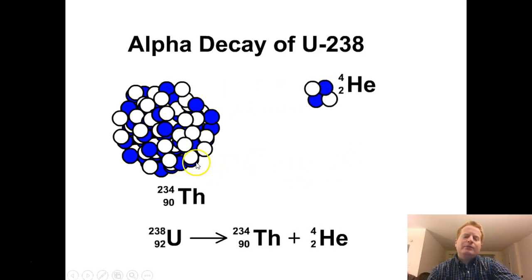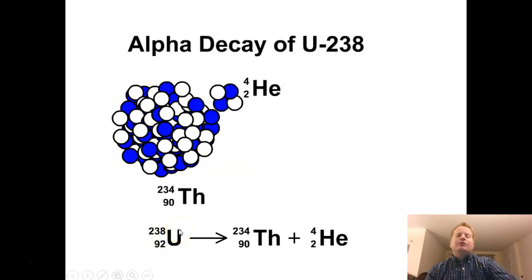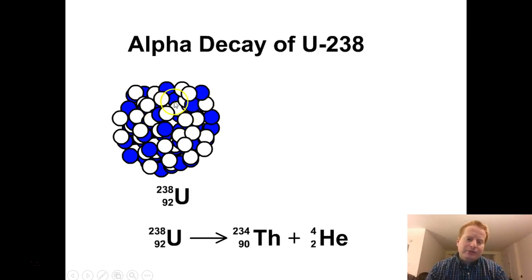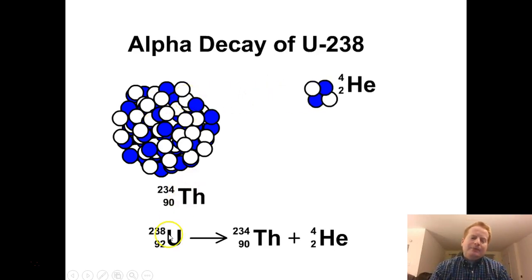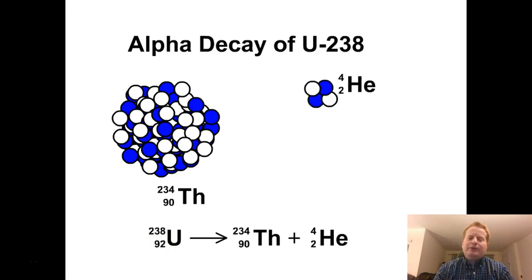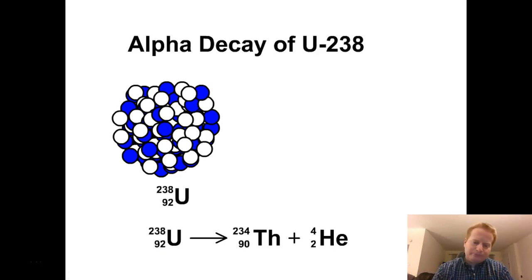Here it is. So we started with uranium-238. Remember that the top number is the total number of particles in the nucleus. So if we were to count all these up, that would give you 238. And the bottom number is just the proton number in this notation. So in other words, uranium has 92 protons. That's what makes it uranium, right?